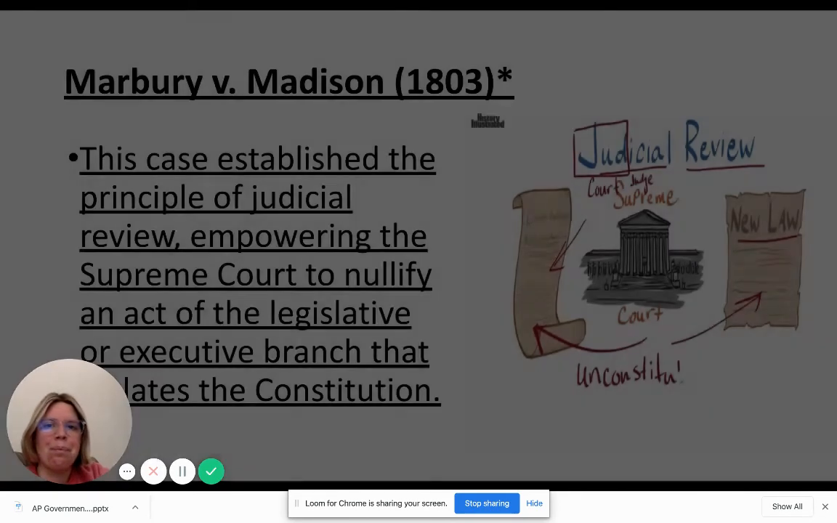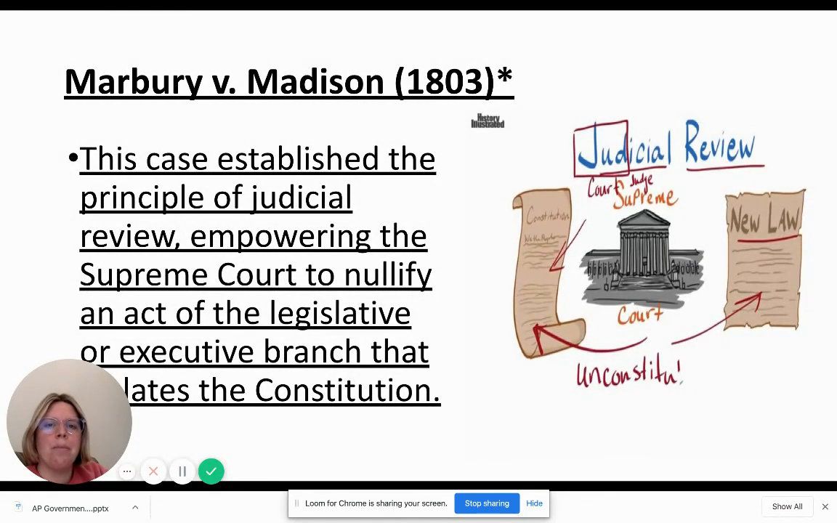Okay, and then Marbury v. Madison, which we also see in Unit 2. Remember, this is the case that established judicial review, which allows the Supreme Court to nullify, or basically X out, a legislative act or an act of the executive branch if it violates the Constitution specifically.